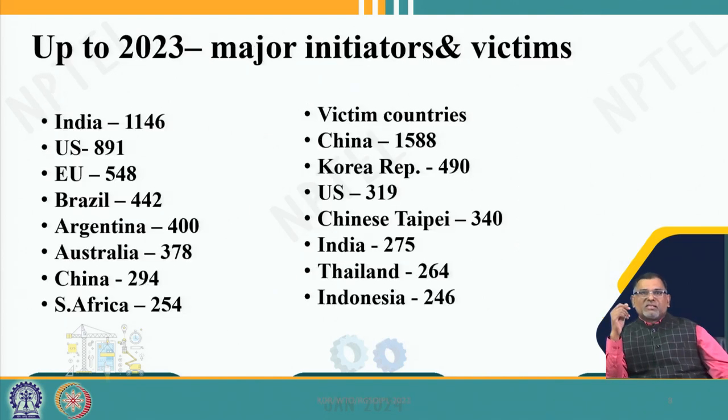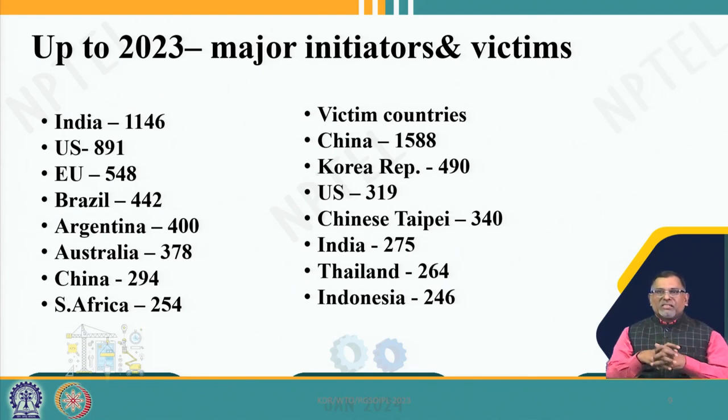And then, who is the champion of anti-dumping actions, and also the victim countries? The victim countries are those who are the victims of dumping. How many cases are initiated by the initiators, and against whom? India has the largest number of initiations, 1146 cases. Remember, among all initiators India is the champion, and even the US has only initiated 891 disputes. EU 548, Brazil, a single developing country. So India and Brazil, two developing countries, constitute 1500 anti-dumping initiations in the WTO.